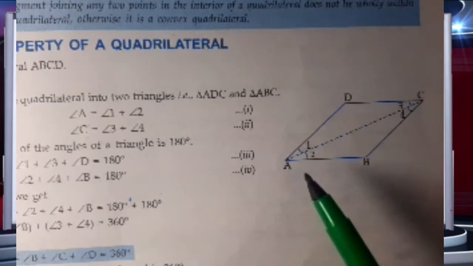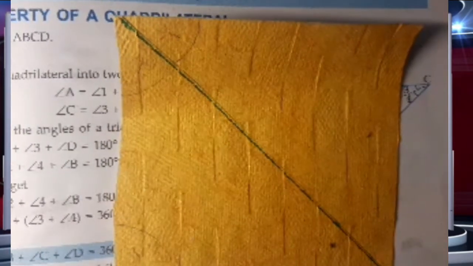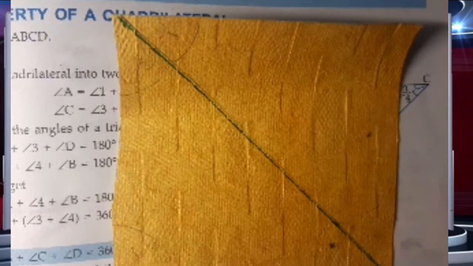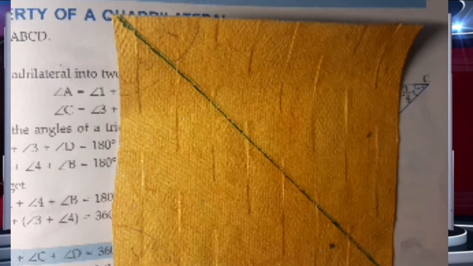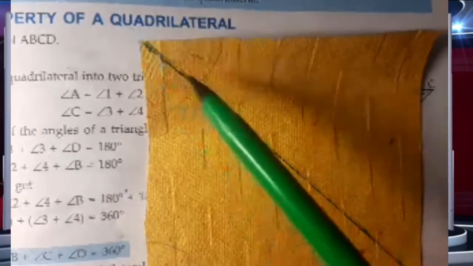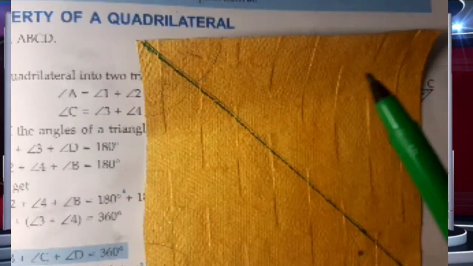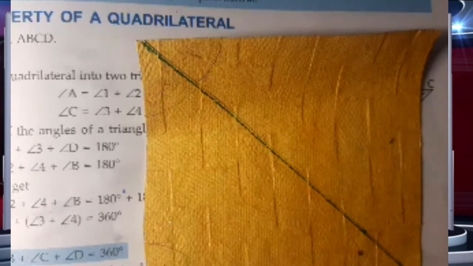Now let us do it with the activity. See students, now I will take a chart paper or any color paper you can take, and you will cut a quadrilateral. Quadrilateral, you know students, quadri means 4 and lateral means sides. So any figure having 4 sides is known as quadrilateral. Now I will take a chart paper and then I will draw a diagonal like this. So here I can see two triangles. Now I will cut this and divide this quadrilateral into two triangles.